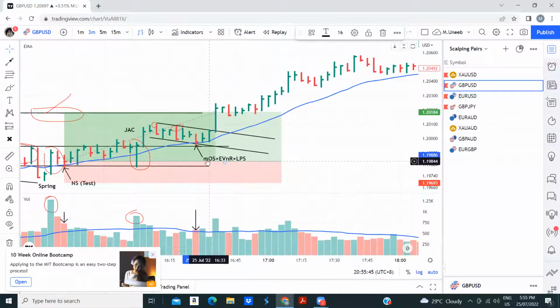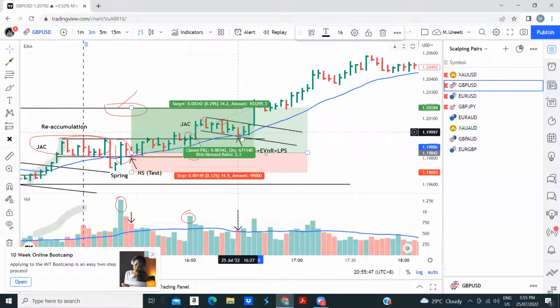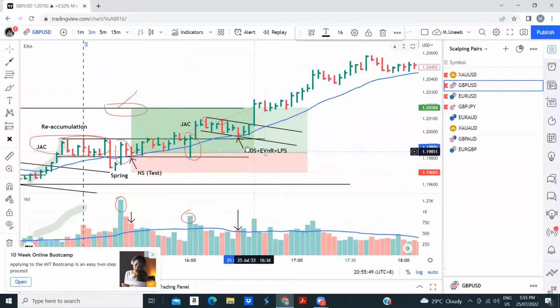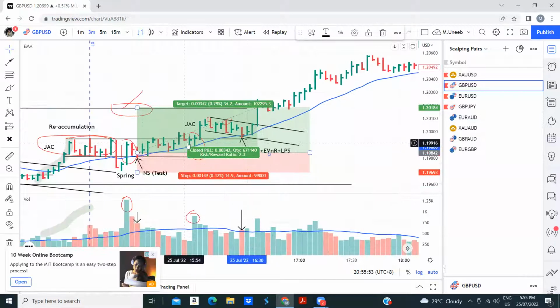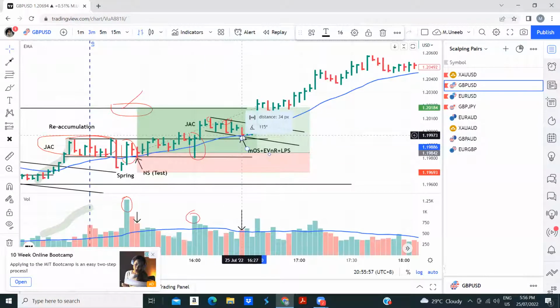Because the MOS is this mini oversold over here. Effort versus no result, this bar is the effort versus no result bar. Plus LPS, because if this is JAC, then this reaction is LPS. Am I right? Yeah, correct.